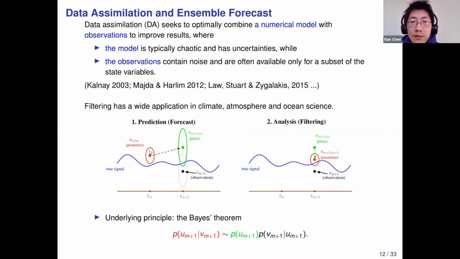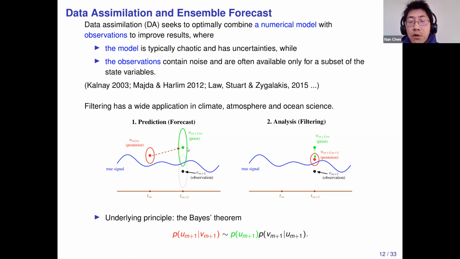So usually we start from some initial value at time tm. We try to use our model to do a forecast until time tm plus 1. And because our model has uncertainties, the forecast is in the statistical sense. So it will give you a distribution instead of a single value.